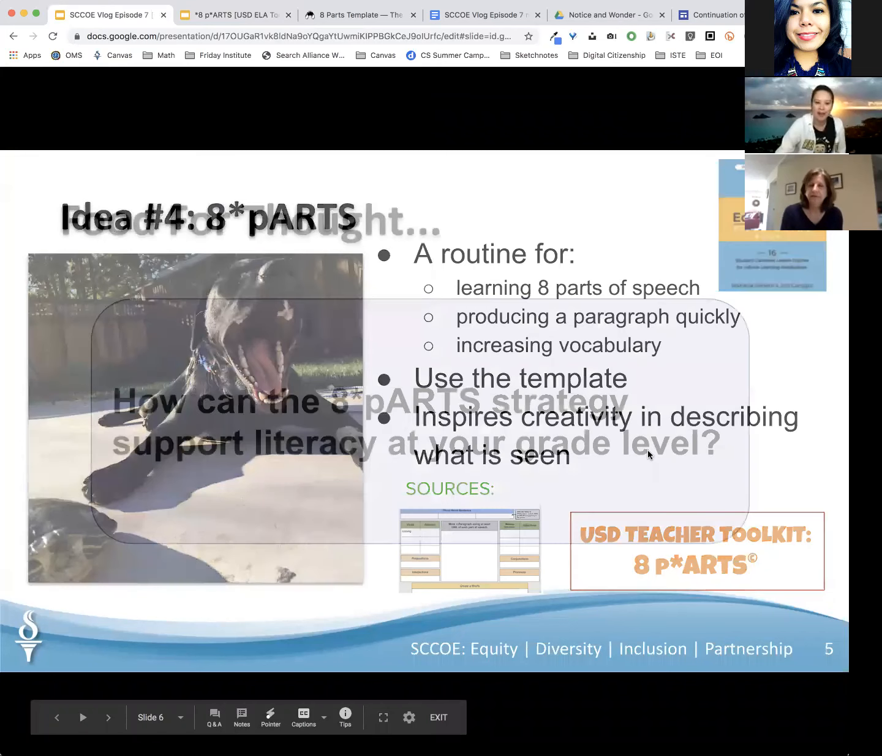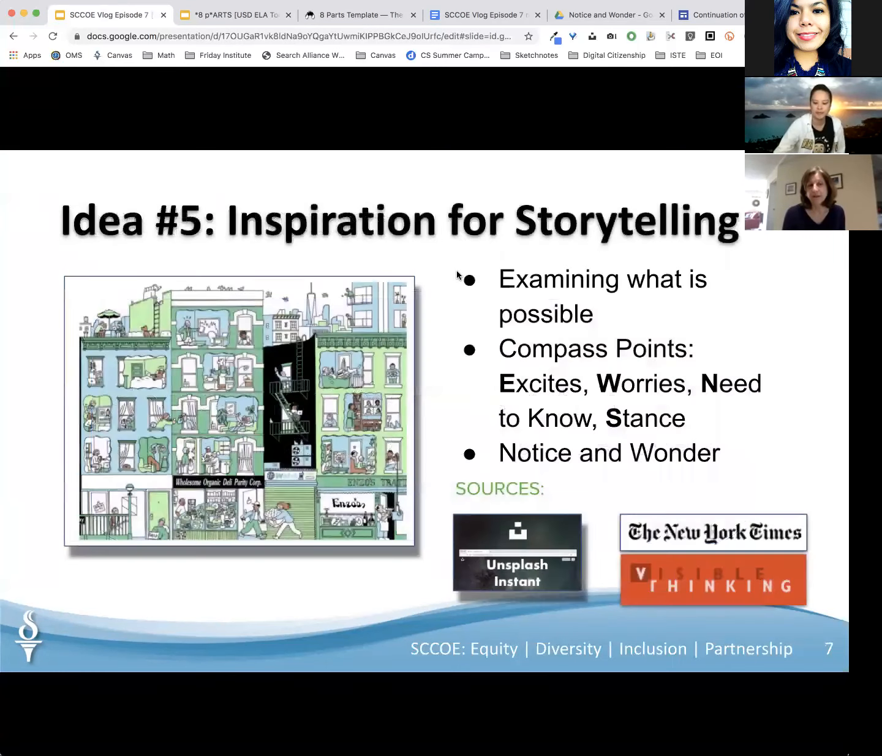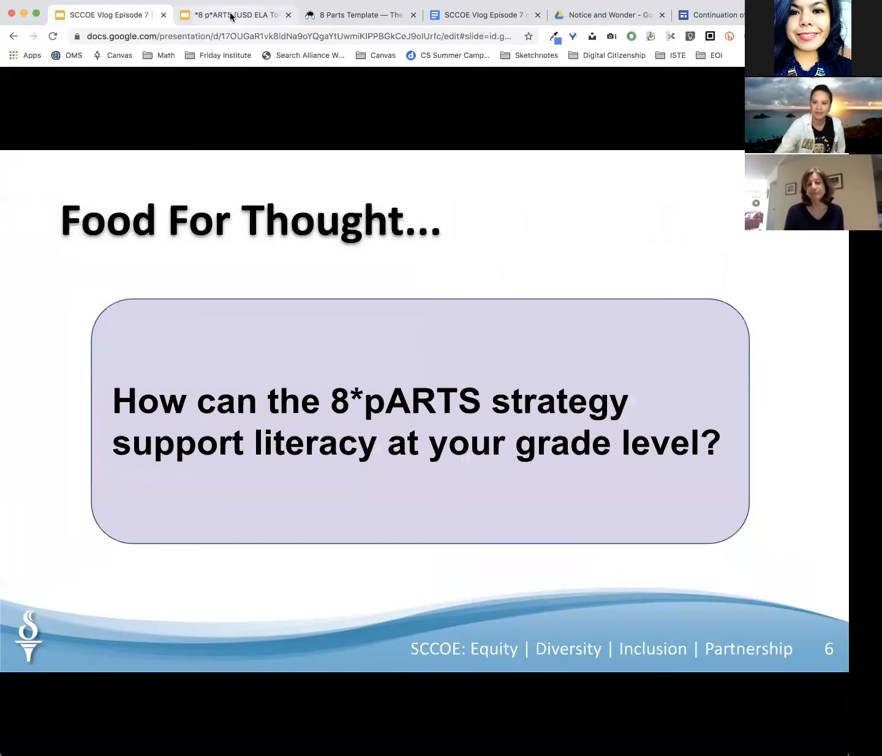So are we ready to move on to our question? Our question today: How can the 8-part strategy support literacy at your grade level? I think that something teachers can think about, and you showed it briefly with what Union did, with the little parts, but then maybe too, if you're teaching older kids, you might want to revise it again to help make it more effective for whatever your Common Core standards are asking for. Yeah, that's a great idea.